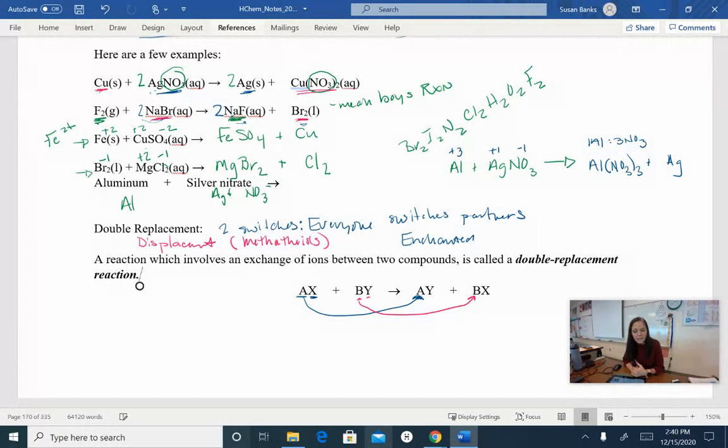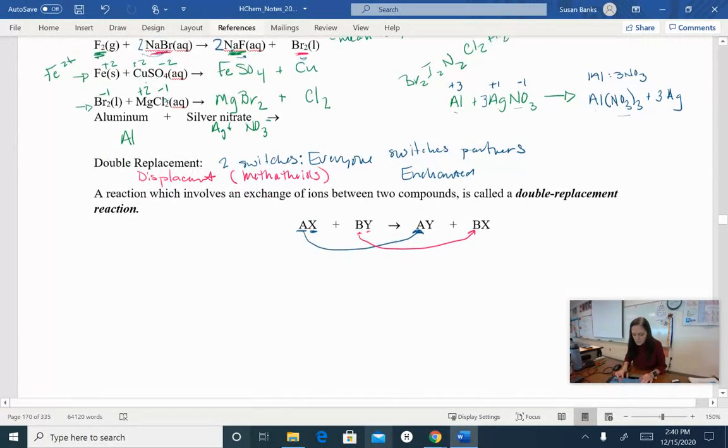Now we need to go back and balance this. I've got 1 aluminum, 1 aluminum. I'm okay. I've got 1 silver and 1 silver. So far, I'm okay. I've got 1 nitrate group over here, and I've got 3 over there. So I need to come back and multiply my silver nitrate by 3, which means I need to go back and multiply my silver by 3. So remember, when we are doing single replacements, positives will replace positives and negatives will replace negatives.